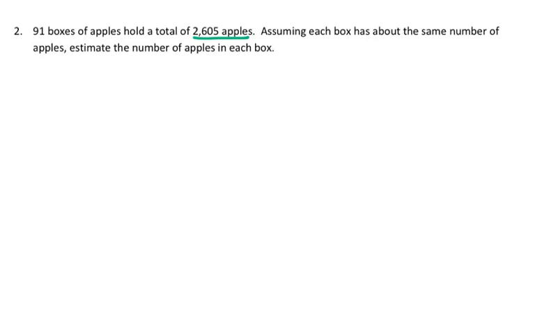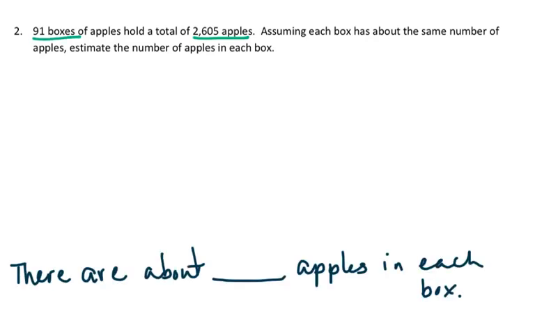Here's our numbers here. Okay, I'm going to start out with my target sentence again. And my target sentence reads, there are about blank apples in each box. Assuming each box has about the same number, okay? So I'm not looking for an exact amount of apples in each box. I just want a close, like we're just going to estimate how many apples are in each box.